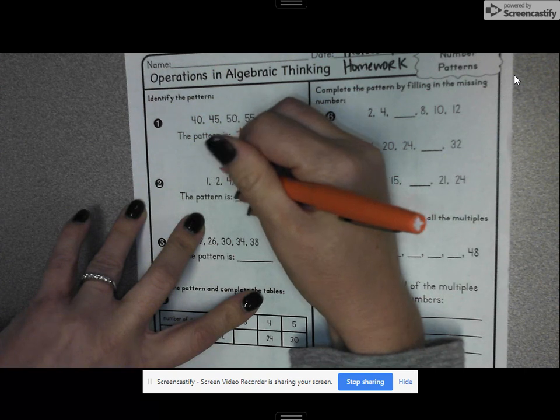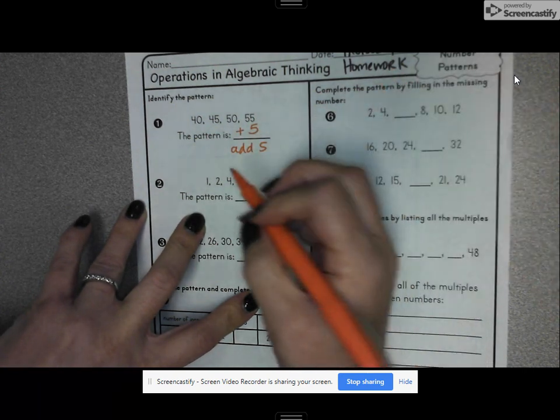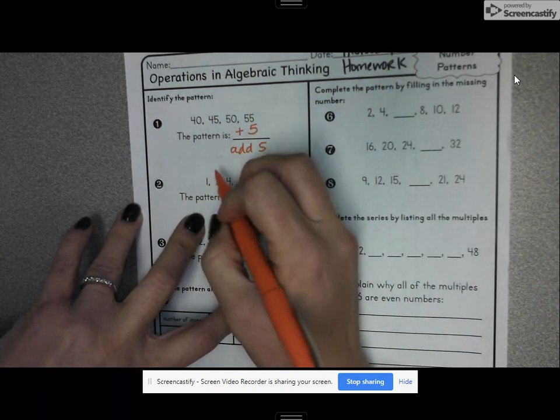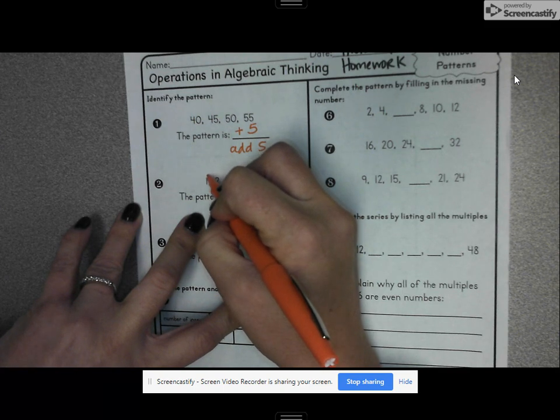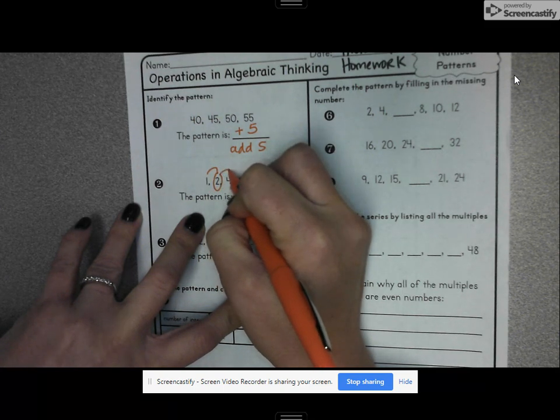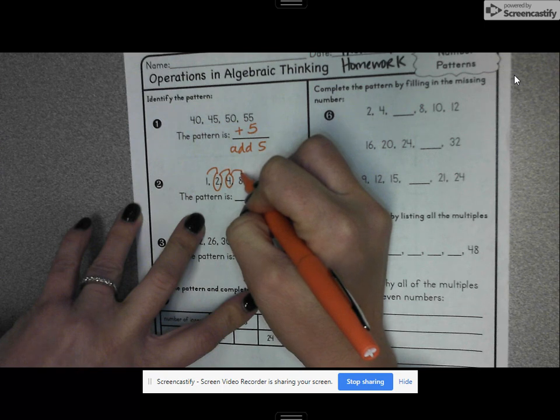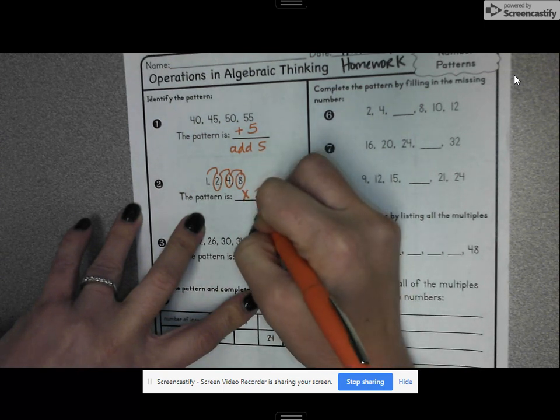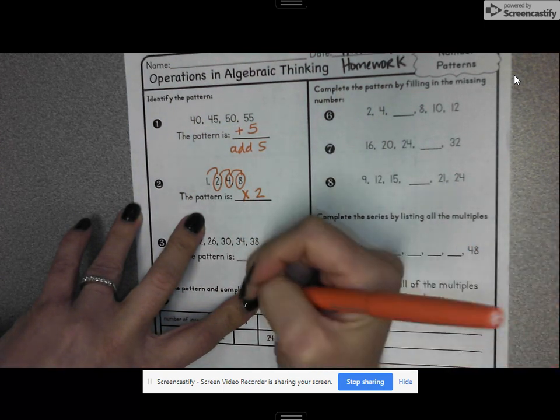The next one, 1, 2, 4, and 8. This one's a little different because every time we are multiplying by 2. So 1 times 2 is 2. 2 times 2 is 4. 4 times 2 is 8. So this one, we're multiplying by 2.